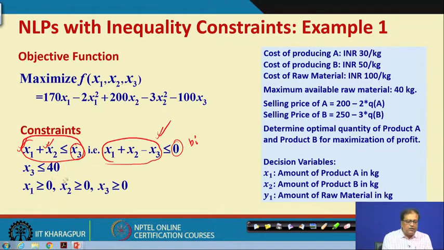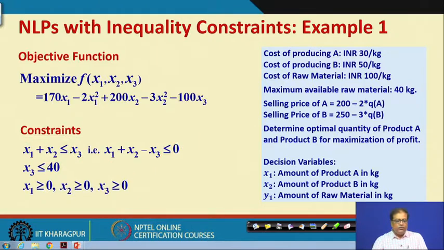Now, the second constraint is also there, that is x3 should be less than 40, because that is the total amount that is available, if you look at the problem. And obviously, since it is a real problem, x1, x2, x3 all should be greater than or equal to 0. So, that is our starting point.